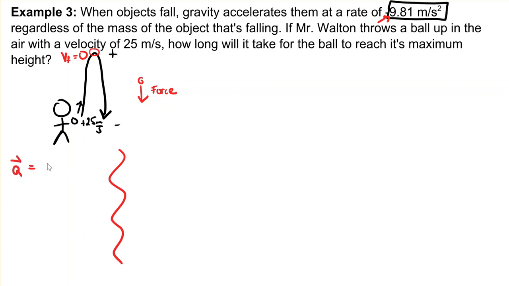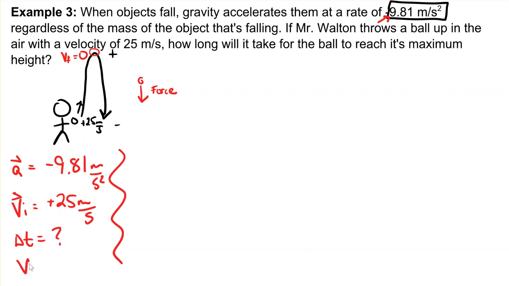We know the rate of acceleration, negative 9.81 meters per second squared. We know the initial velocity is positive 25 meters per second. We don't know how much time, question mark, but we do know the final velocity, right? It goes up with a certain velocity, and then it's going to stop in midair, and then it's going to come back down. So its final velocity at the top of the arch is 0 meters per second. I know it's crazy, but just kind of work with me on that.